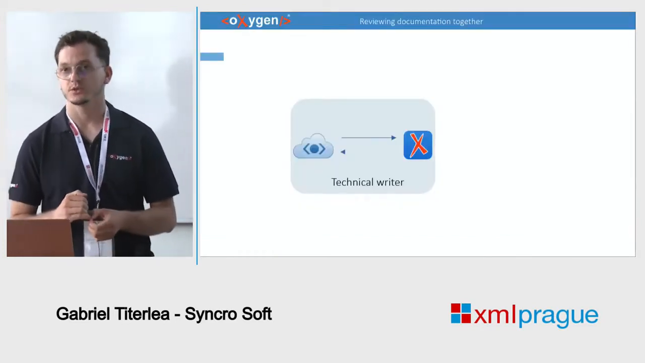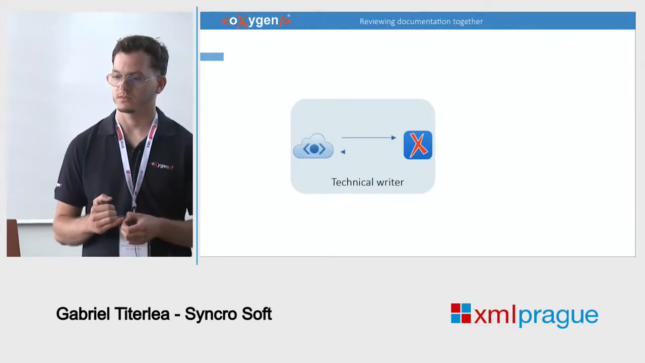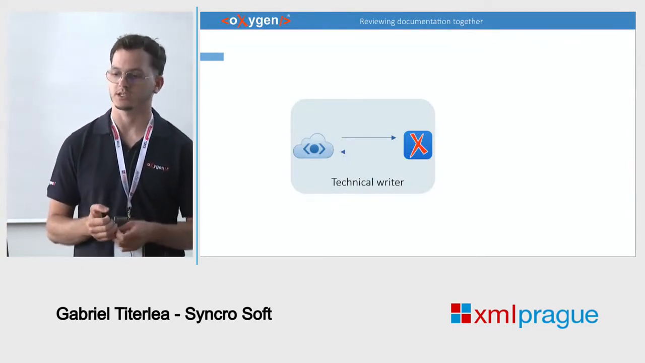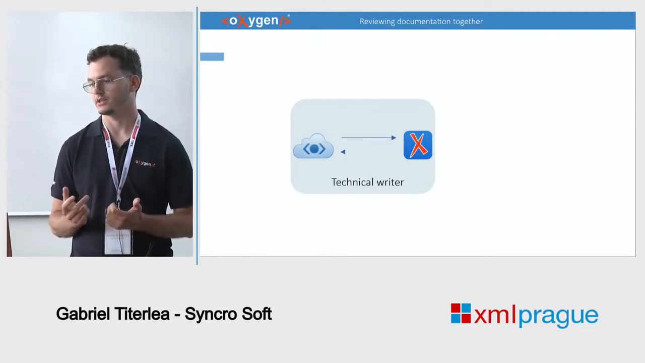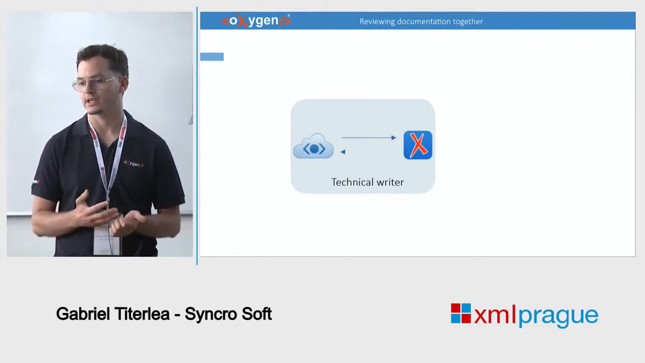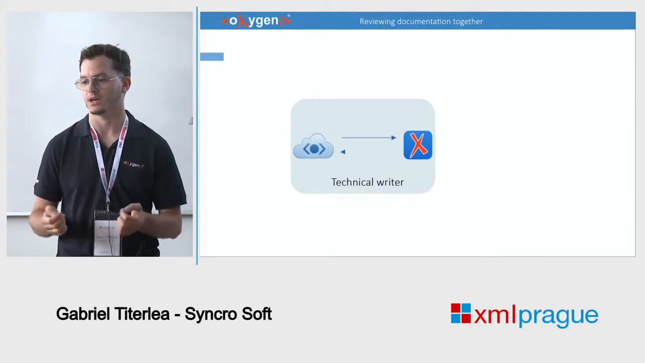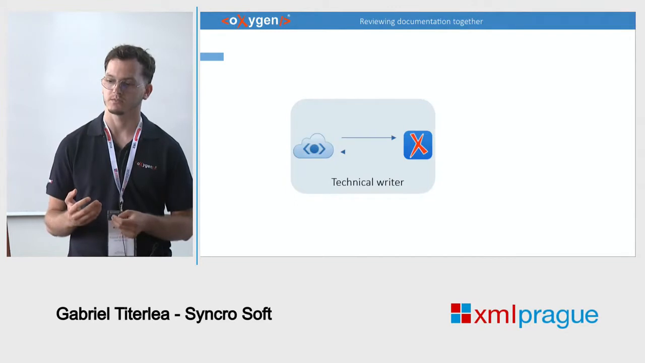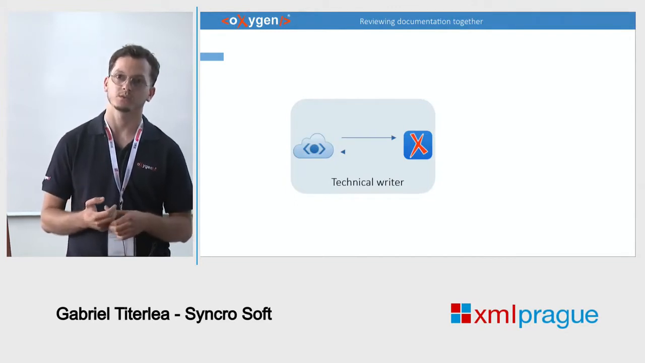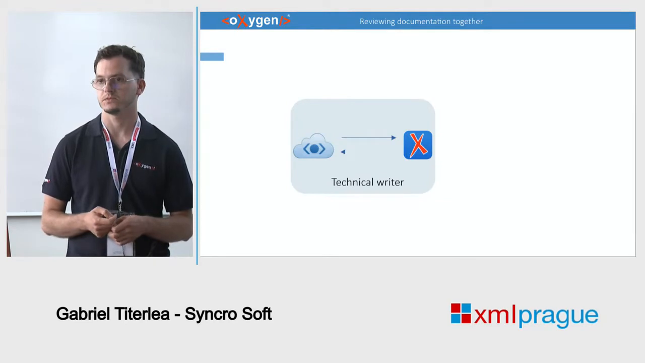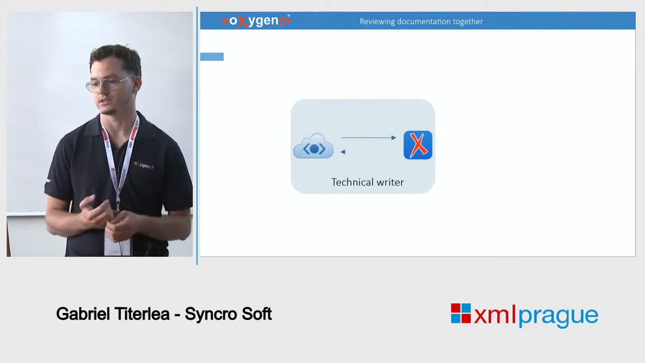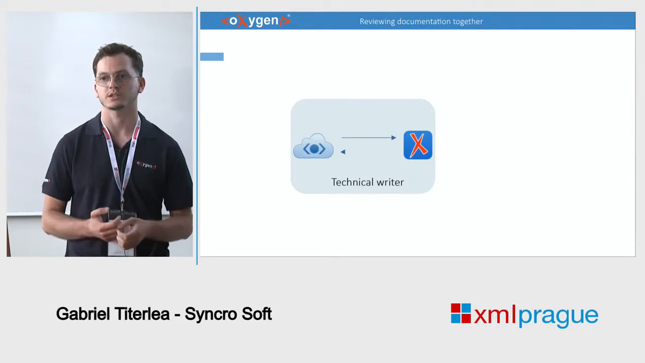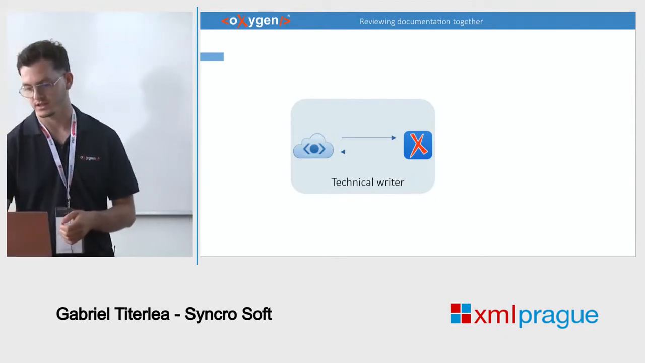So technical writers usually write documentation using specialized tools such as Oxygen XML editor, and they retrieve that content and store it back on a CMS, perhaps on GitHub. And if a subject matter expert needs to perform a review on the written documentation, they have a difficult time doing that because they would have to install this specialized tool themselves. Perhaps they would have to know the directory structure of the documentation.